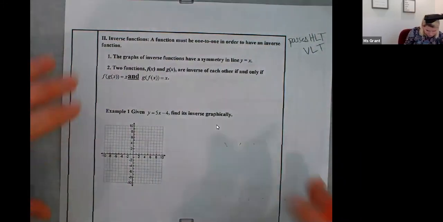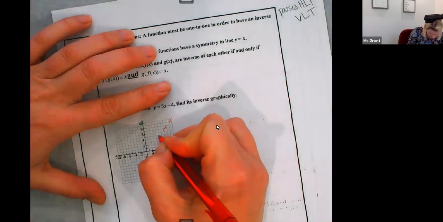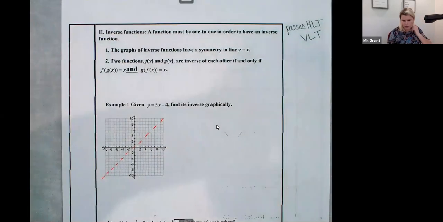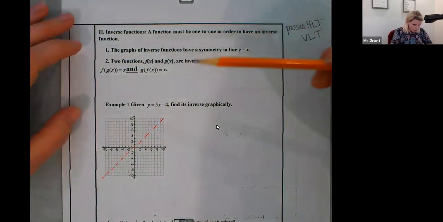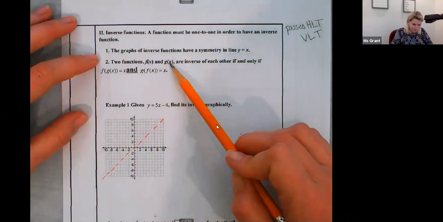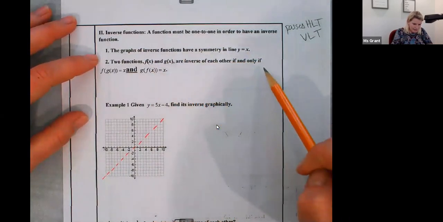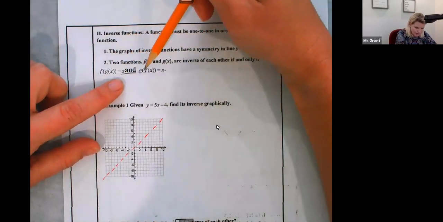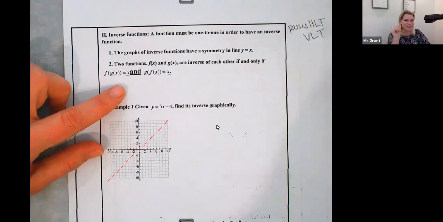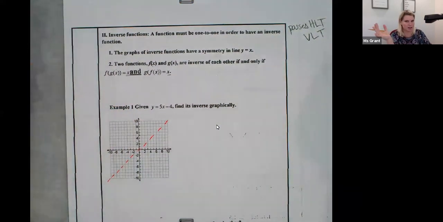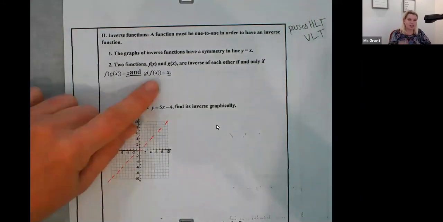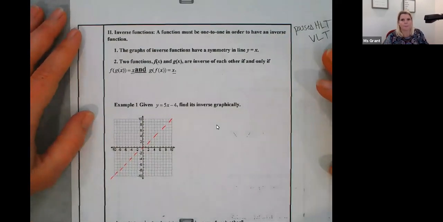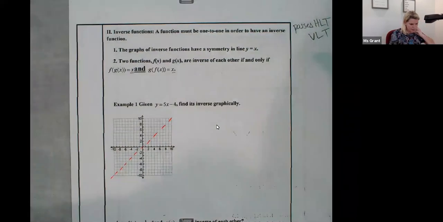Okay, ready? y equals x. Okay. So, two functions, f and g, are inverses of each other if and only if f of g of x equals something and g of f of x equals something. If they equal the same thing. We didn't talk about this yesterday, them ever having the same answer. When I did f of g of x and g of f of x, yesterday none of them were the same result.